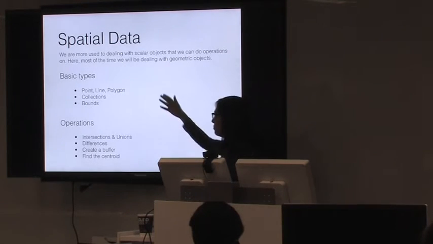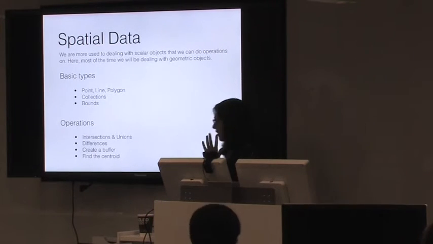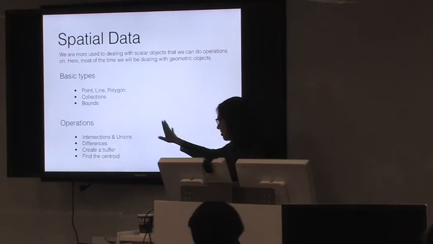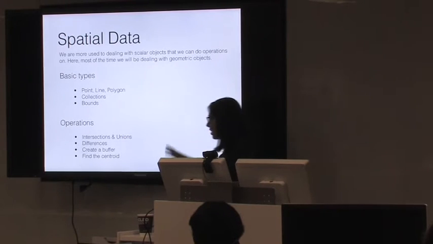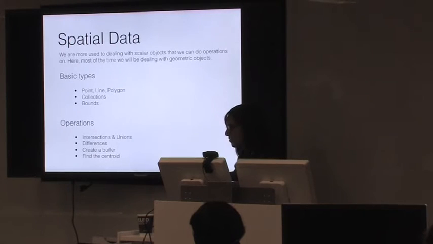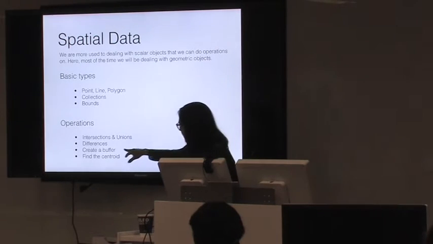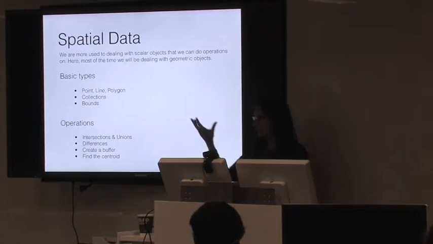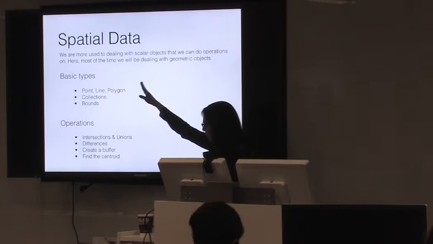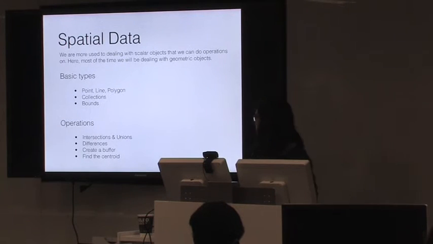So if you're thinking of polygons, those operations in your mind, you can think of them as the usual set operations. So you can have intersections, unions, differences. You can create a buffer, that is like creating an area around the shape. And then you can also find the centroid of a polygon. So if you have something that is very complicated, you can look for the centroid of that polygon or the centroid of a collection of points. So those are usually defined.